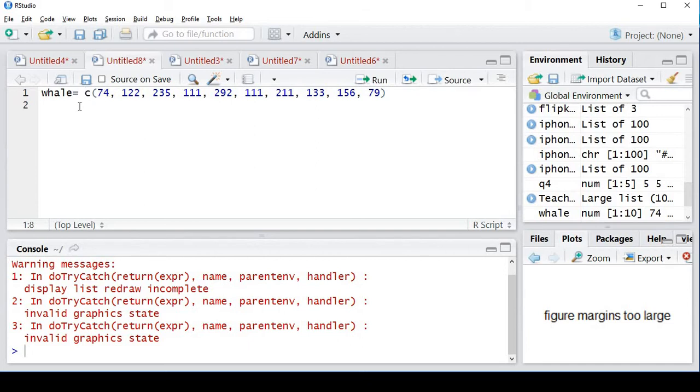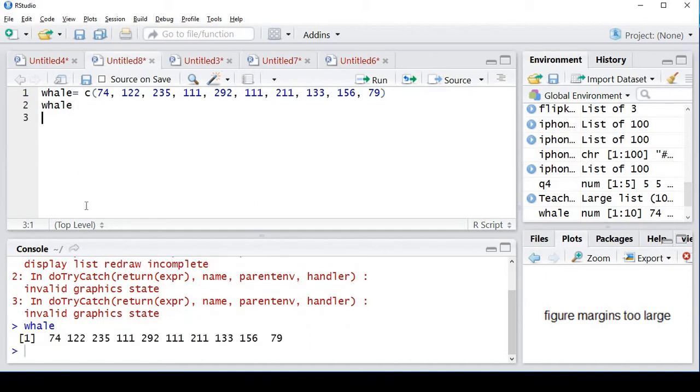Okay, now I have this. Now let us see. I try to retrieve the variable val. Let us see. This is okay. Now my values are created. 74, 122, 235, 111, 292, then 111, 211, 133, 156 and 79. So these are the values.